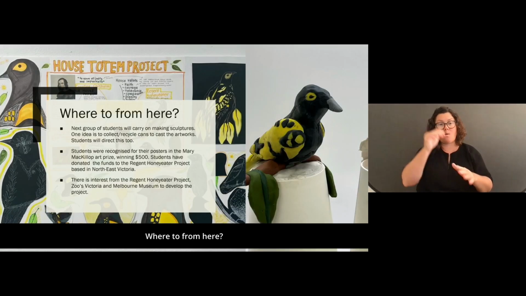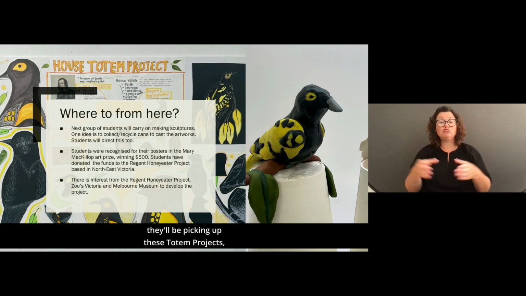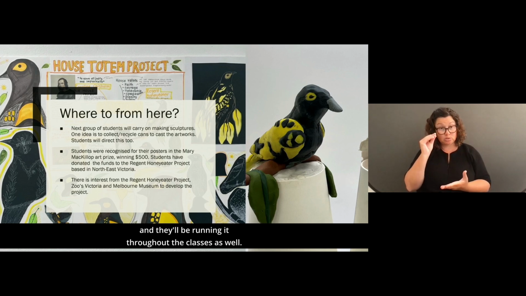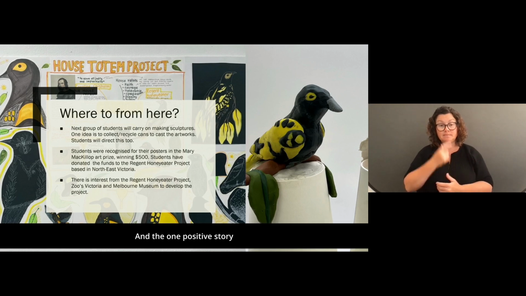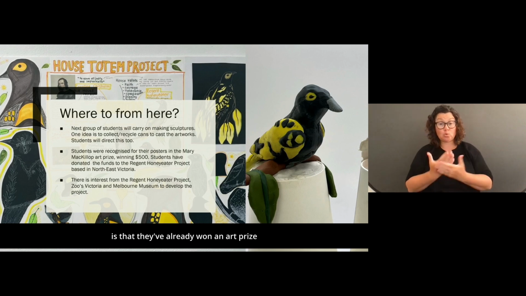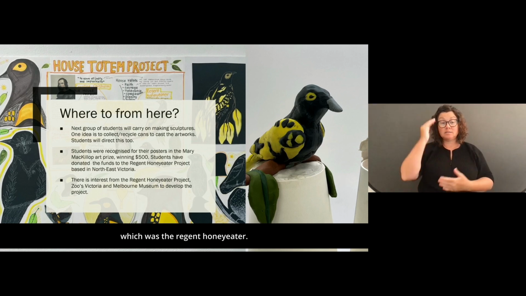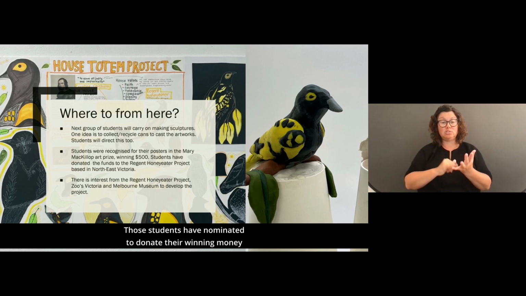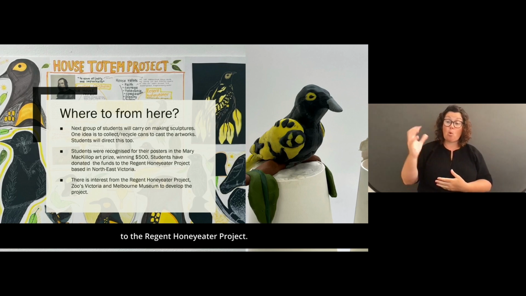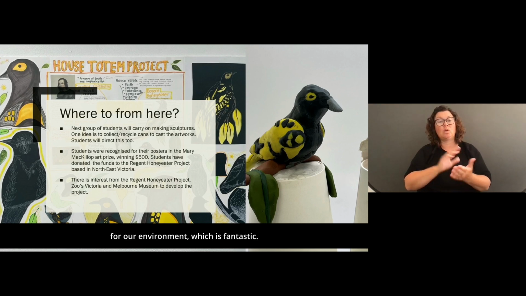Where to from here? The next cohort, next year's Year 11 students, will be picking up these totem projects, and they'll be running it throughout the classes as well. Another positive story out of this project is that they've already won an art prize for the totem project for Chisholm House, which was the Regent Honeyeater. Those students have nominated to donate their winning money to the Regent Honeyeater project. So already we're starting to see some positive changes for our environment, which is fantastic.